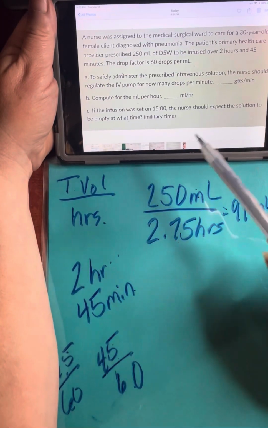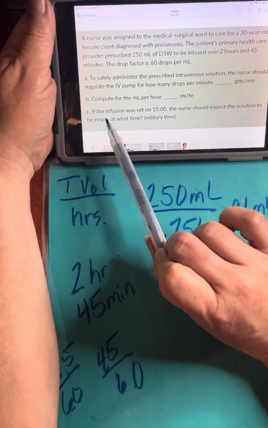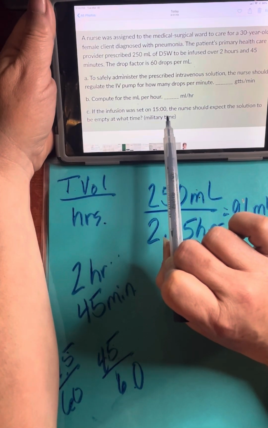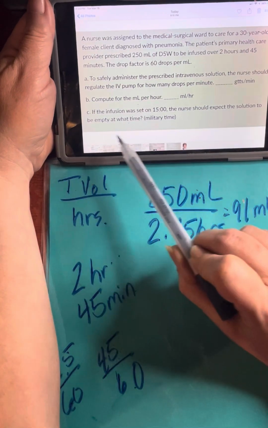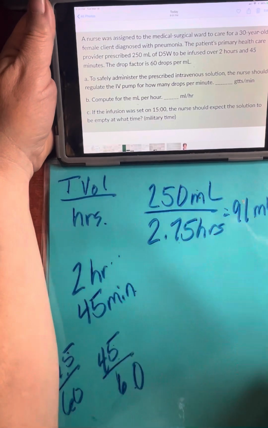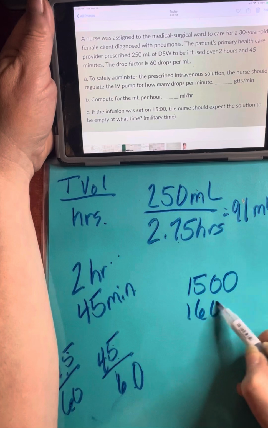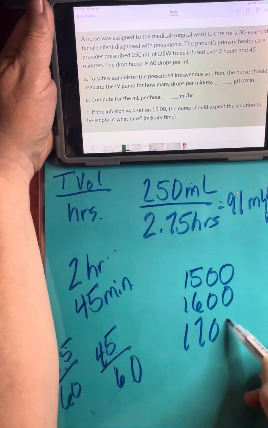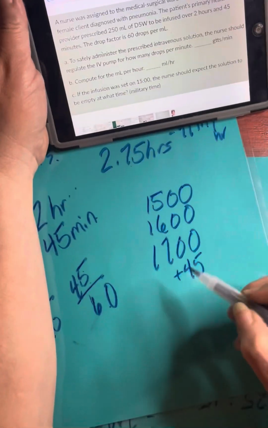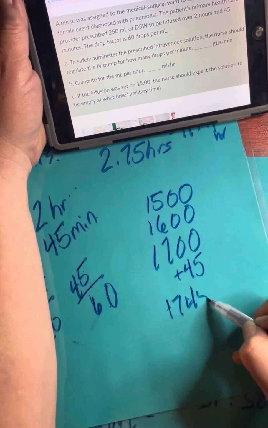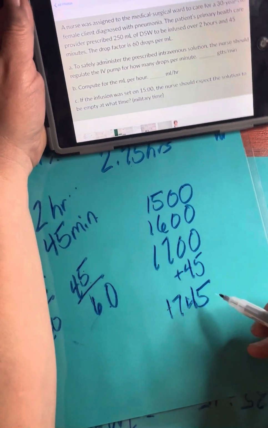So that's what we would put, 91 milliliters an hour. And then Ethel wants to know, if the infusion was started at 1500, the nurse should expect the solution to end at what time? We start at 1500. 1600 would be 1 hour. 1700 would be 2 hours. And then plus our 45, it should end at 1745, which is 5:45 p.m.